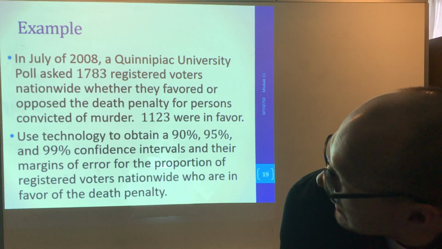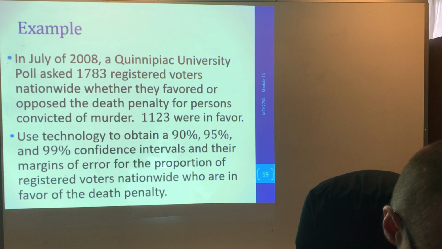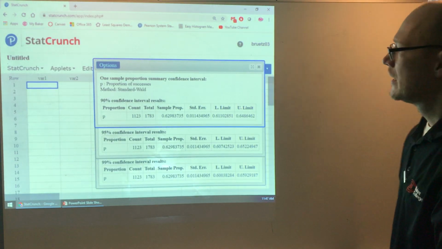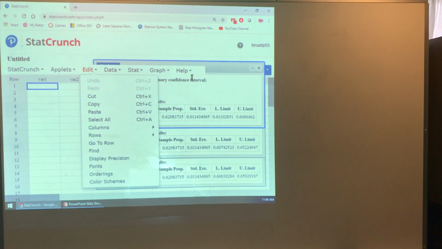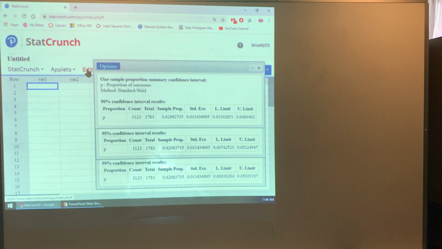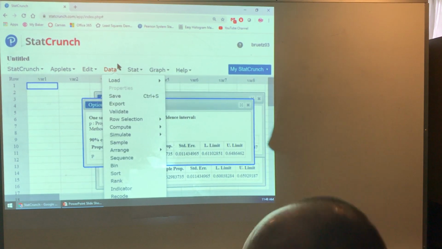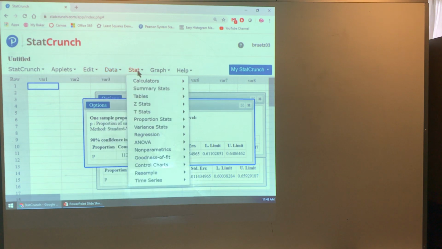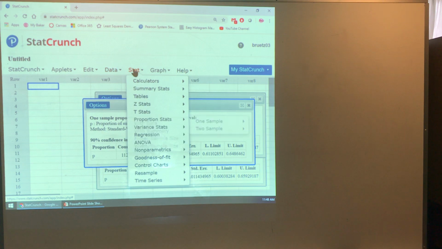So I think I have a StatCrunch screen, and let me show you how to get there. I don't want edit. I do want to make this go away. I find it by going to Stat, Proportion Stats, One Sample, With Summary.